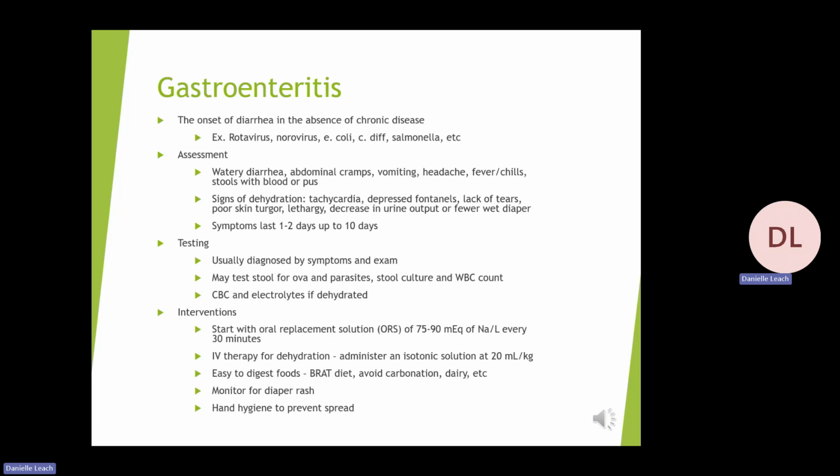We want to avoid carbonation. So even though, like, my mother always gave me Sprite when I was sick, the carbonation can actually make some people's GI upset worse because of all the bubbles. We want to avoid things like dairy also, because that can upset people's stomach even more. If the child still wears diapers or pull-ups, we want to monitor for a diaper rash if they are having very bad diarrhea. And we want to try to use hand hygiene both for the parents and for the child to prevent spread if it is something that is contagious.